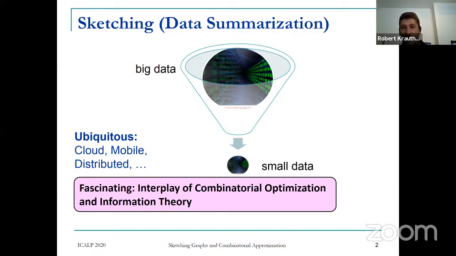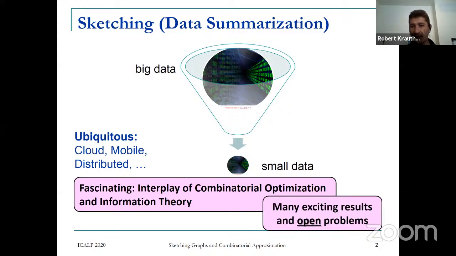In general, I think this is a fascinating area because there's an interplay between combinatorial optimization, the kind of combinatorial problems we want to solve on this data, and I'm thinking mostly about graph problems, and information theory, because you want to store or send this data using as few bits as possible. So that's sort of an information theory bottleneck happening here. I call this whole approach sketching, in the meaning of data summarization. It's not a technical term at the moment. And I think there are many exciting results. I'll try to survey them and mention here and there where the open problems are, more in terms of directions, but sometimes also specific ones.